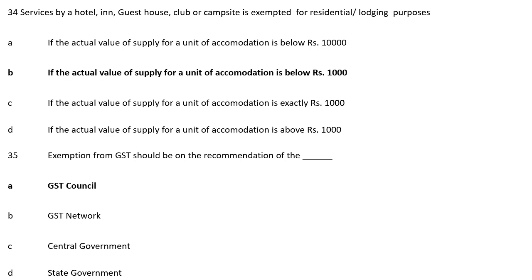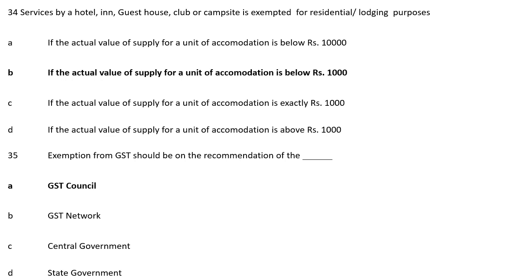Service by a hotel, inn, guest house, club or campsite is exempted for residential lodging purpose. Option A, if the actual value of supply for the unit of accommodation is below 1000. Option B, if the actual value of supply for the unit of accommodation is below rupees 1000. Option C, if the actual value of supply for the unit of accommodation is exactly rupees 1000. Option D, if the actual value of supply for the accommodation is above 1000. The correct answer is option B, if the actual value of supply for the unit of accommodation is below rupees 1000.